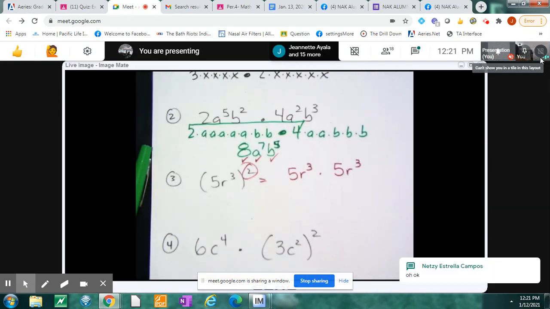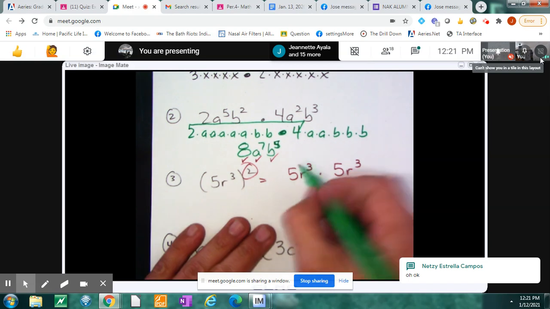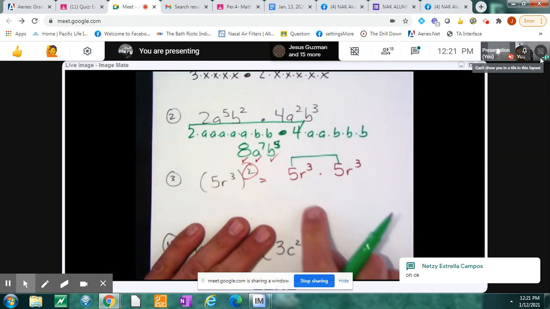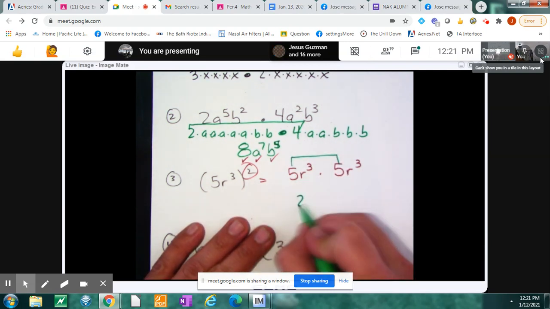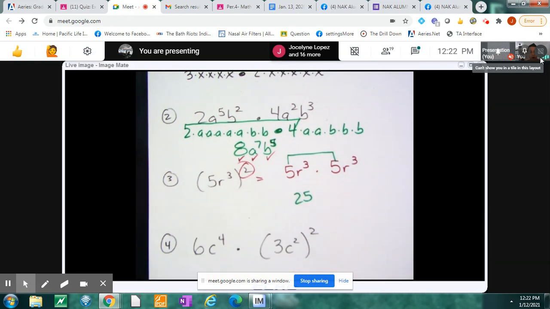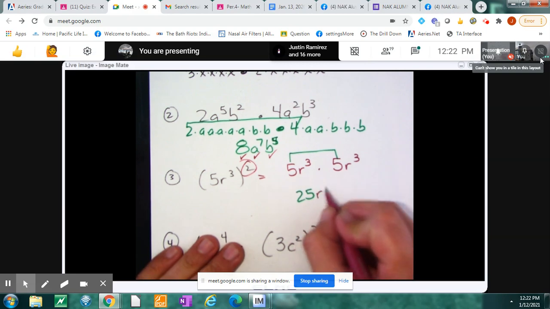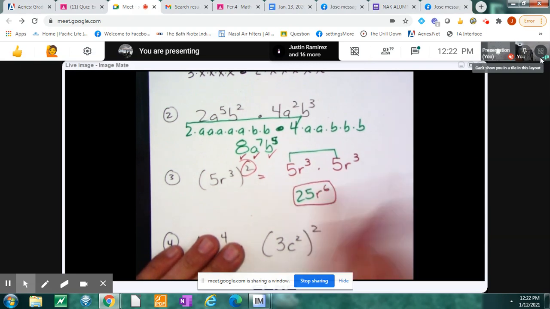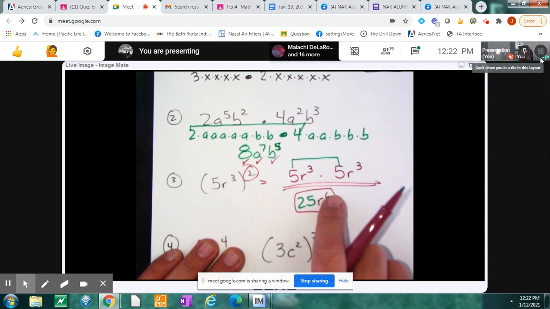All right. So now you could do this. 5 times 5 is 25. But mister, can I just go R times R times R times R times R times R? So that's R to the what? See, you start seeing the pattern, but make sure you break it up. So that's R to the 6. All right? You can do that. I don't mind. But as long as you do this is what I need to do.